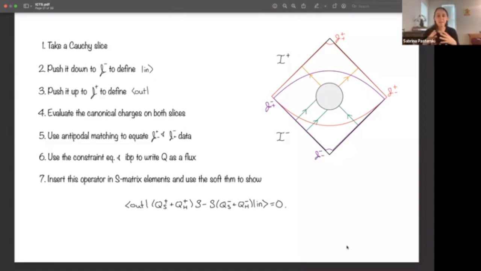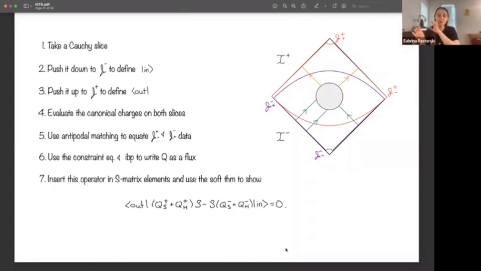And now when I have that, basically I've turned this canonical charge, which would be like the electric charge at spatial infinity, into a flux term where there's a soft part and a hard part. And so on the one hand, the Ward identity here follows from this antipodal matching condition, because before I did step six, I had a term that's acting on the in state and a term that's acting on the out state.